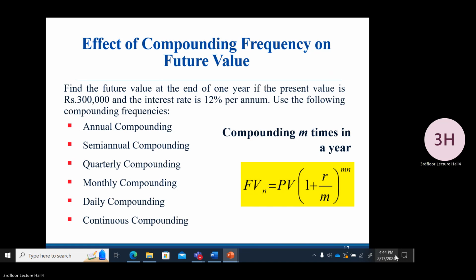So now it is semi-annual, so you can calculate. We deposit 300,000. So 1 plus R, where R is the nominal interest rate of 12%. m is 2, so we have to divide it by 2. n is 1, m is 2. The compounding frequency is semi-annual. How much is the balance in your account at the end of year 1?